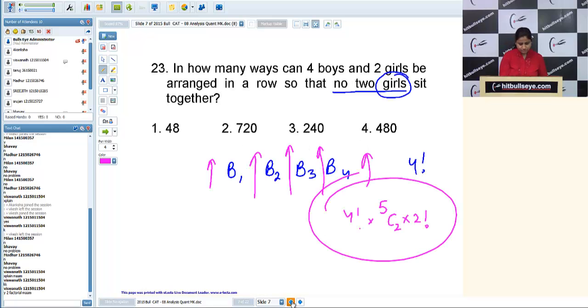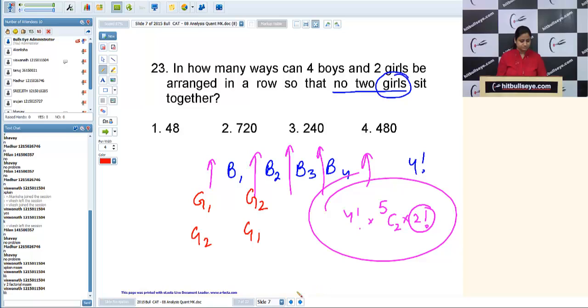Why 2 factorial? Because if you are taking G1, G2, suppose we are considering that G1, G2 are taking these places. They can be G1, G2, they can be G2, G1 as well. That's why we are multiplying this by 2 factorial. Is it okay now, Vishwanath? Okay, we are considering the arrangement of girls as well. Still any problem in this question?